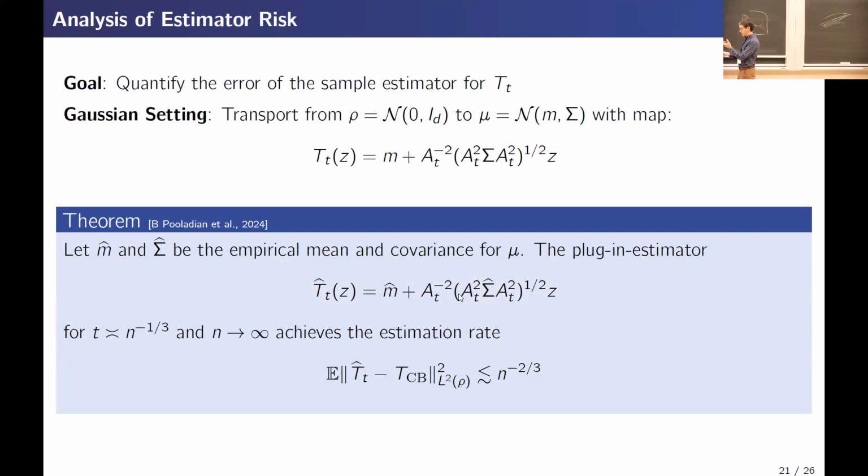And what we can say is that this plug-in estimator, when you have the sample mean and sample covariance with an optimal scaling for the t parameter, converges, in terms of mean squared error for the map, at the rate of 1 over n to the 2/3. So slightly slower than the parametric rate. But that is probably a function of just the analysis. But at least with this kind of scaling, this is also what we are observing in practice.